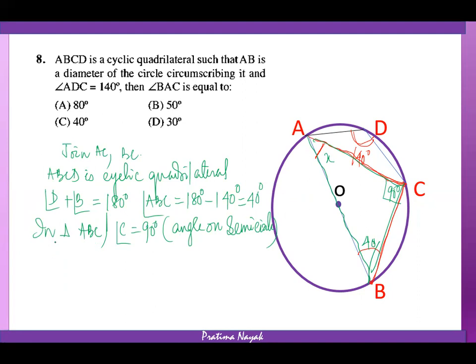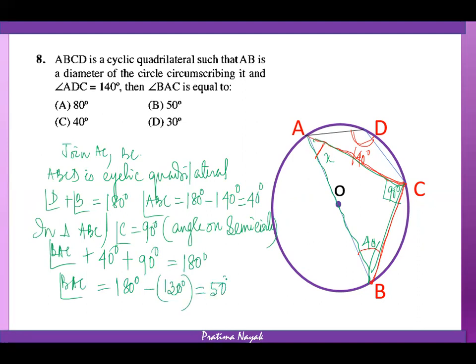So in triangle ABC, angle BAC plus 40 degrees plus 90 degrees is equal to 180 degrees, since the sum of angles of a triangle is 180 degrees. So angle BAC is equal to 180 minus 130, which is 50 degrees. Or you can immediately see that this is 90, this is 40, so x will be 50 degrees. So B is the answer.